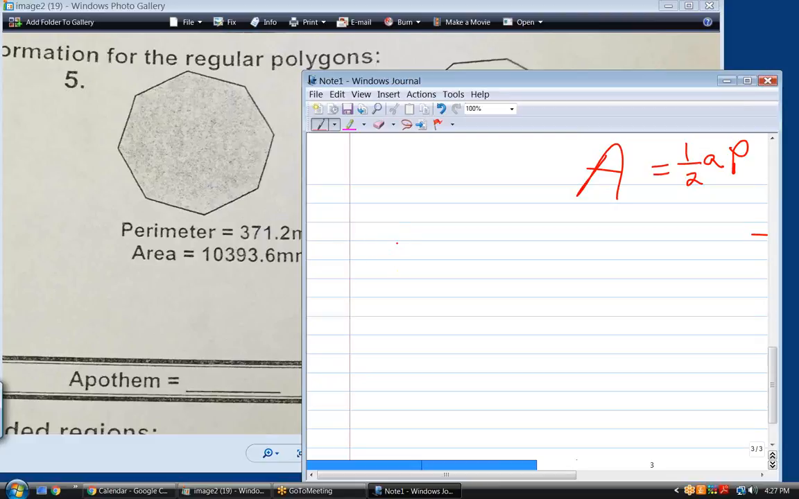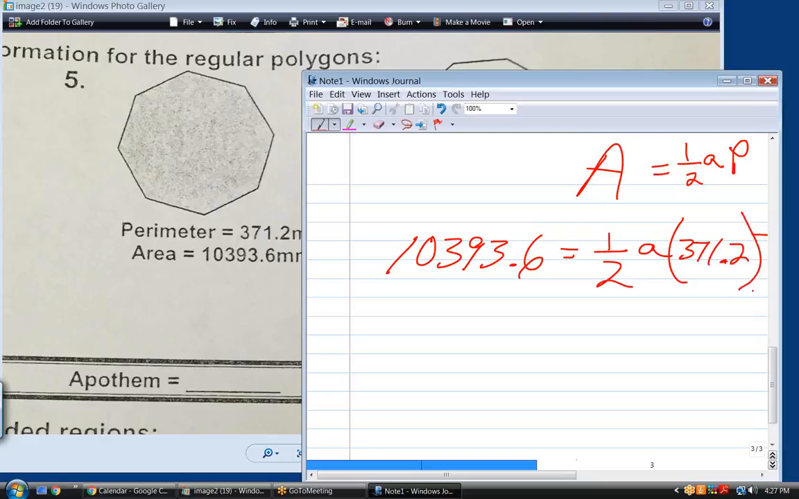Okay, so 10393.6 equals 1/2 a times 371.2. Okay, now let's make sure that you know how to solve that.